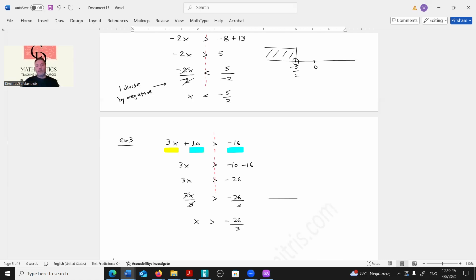We get a number line. 0, minus 26 over 3 is somewhere at the left. It says greater, so we should move at its right. It doesn't say equal, so I did not fully shade the circle.